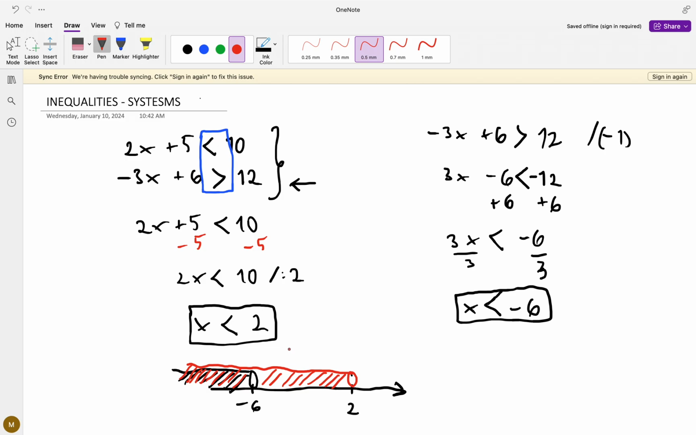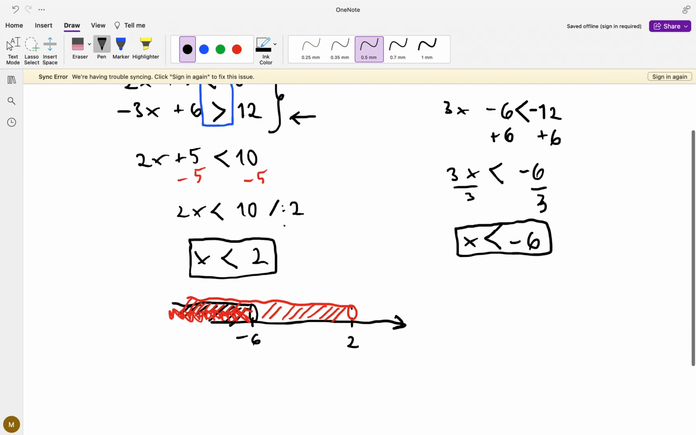Now, once again, this is a system of inequalities, so we need to find an answer that satisfies both inequalities. The only part of the solution on the number line that actually satisfies both inequalities is this part right here. You see how the red and black overlap? That means that this part is the solution to both the first one and the second inequality.